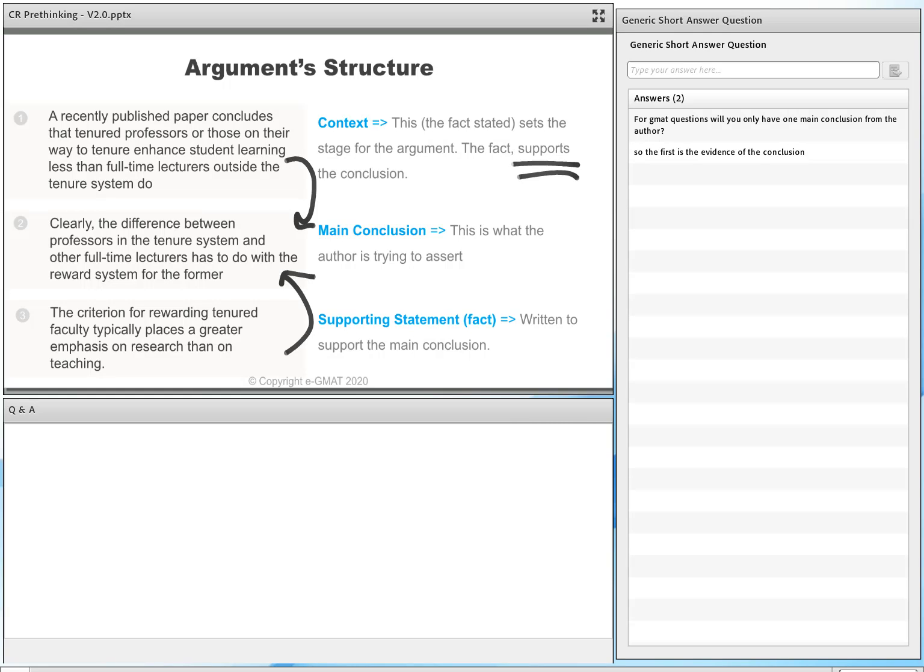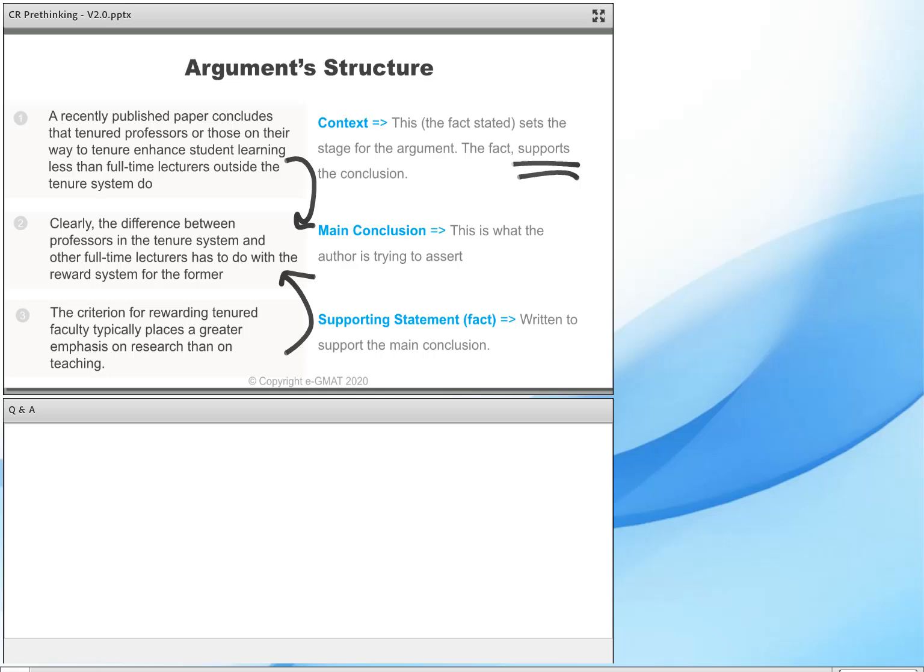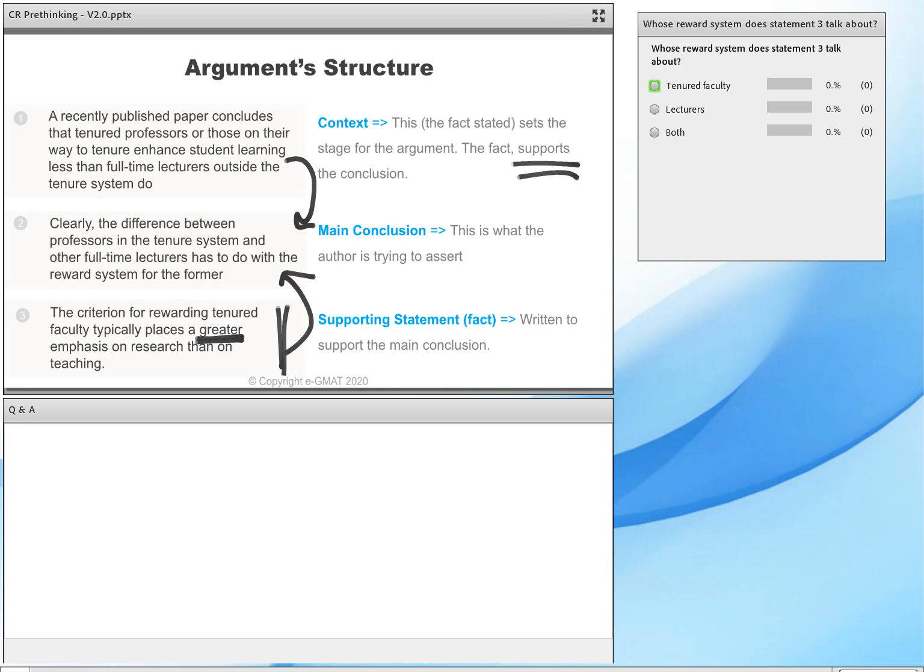Now, statement 3 was also very interesting. What I want you to do is read this statement, focus on this word greater, and answer this question. And this is a part of visualization as well. In statement 3, whose reward system does statement 3 talk about? I'm going to reopen the poll. Is it just tenured faculty, just lecturers, or both tenured faculty and lecturers?